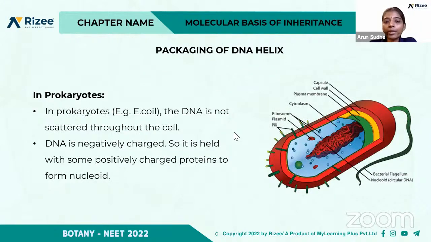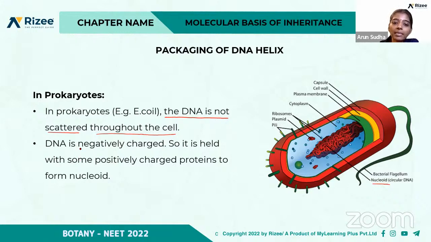In the case of prokaryotes, particularly E. coli, the DNA is not scattered throughout the cell, but is present in a coiled form. This is the structure of a prokaryotic cell, right? Capsule, cell wall, plasma membrane, cytoplasm. And the nuclear material is present in the form of a nucleoid. So it is not random. It is present in a particular position. So how is it happening?